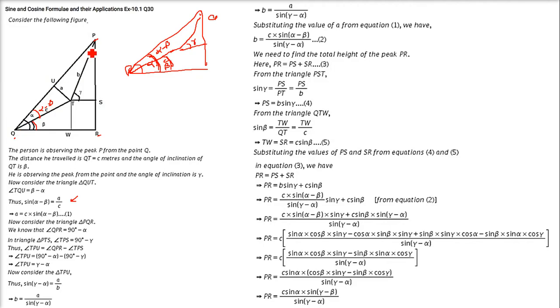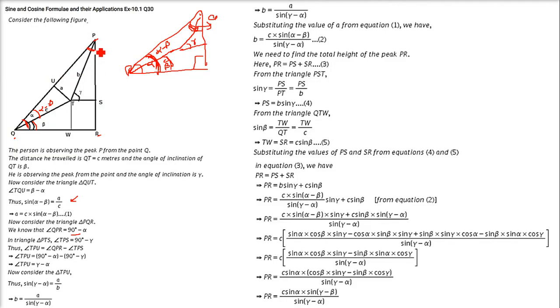This Q, P and R, what will be this angle? Since this whole angle is alpha and this is 90 degrees, what will be this total angle? This will be 90 minus alpha. So angle QPR, that is this angle, will be 90 minus alpha.